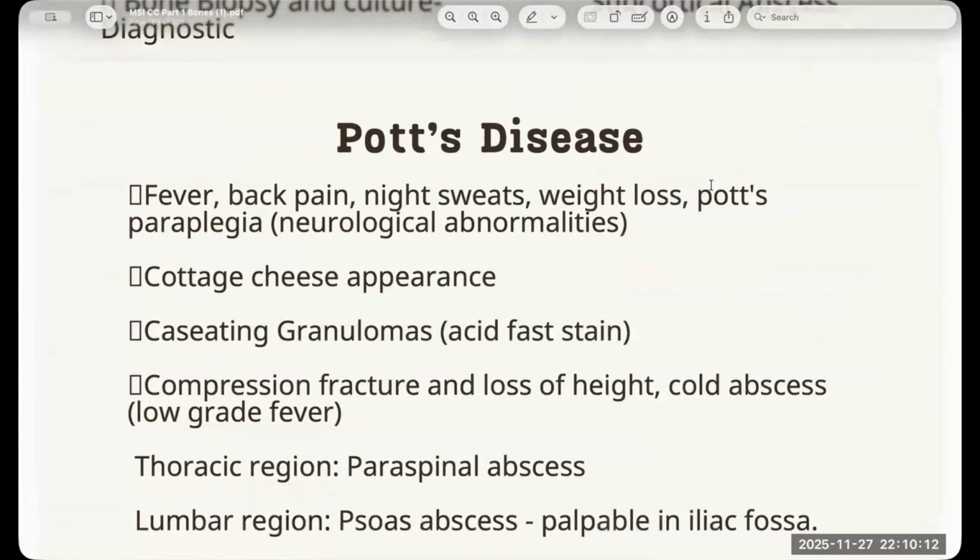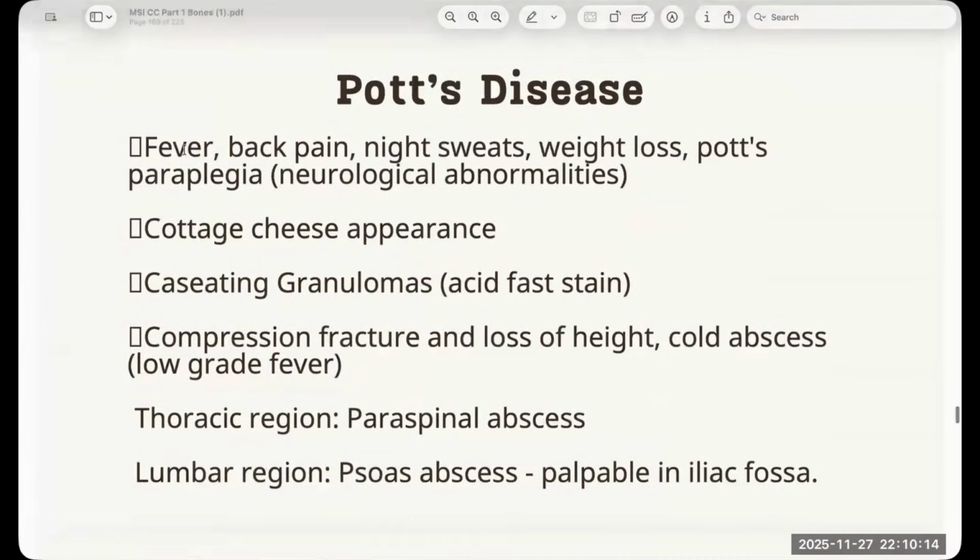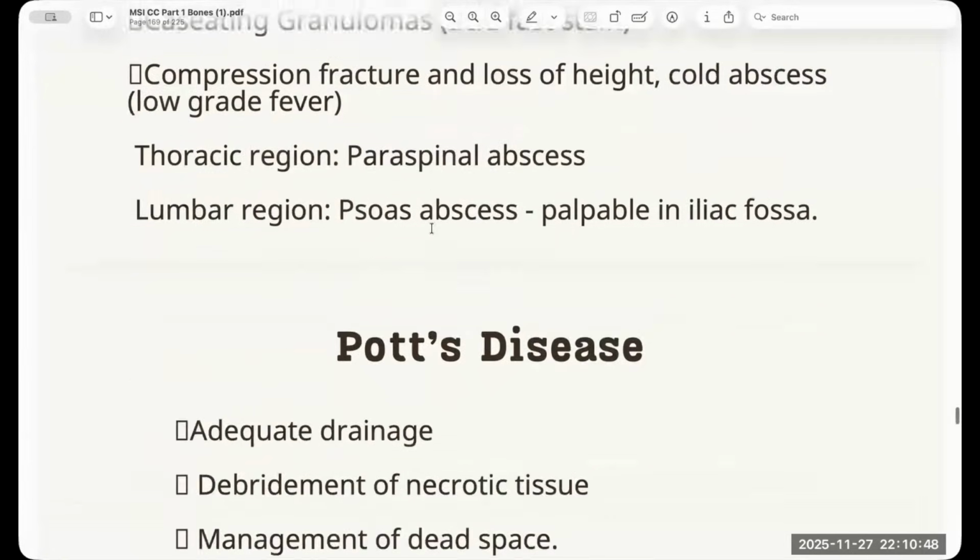Another entity is Pott's disease. Pott's disease shows as fever, back pain, night sweats, weight loss, and Pott's paraplegia. What is it? It's a neurological malady. It shows as a cottage cheese appearance or caseating granulomas on acid-fast stain. There are compression fractures and loss of height, cold abscesses. It shows in the thoracic region, such as a paraspinal abscess, or the lumbar region, such as a psoas abscess, which is palpable in the iliac fossa.